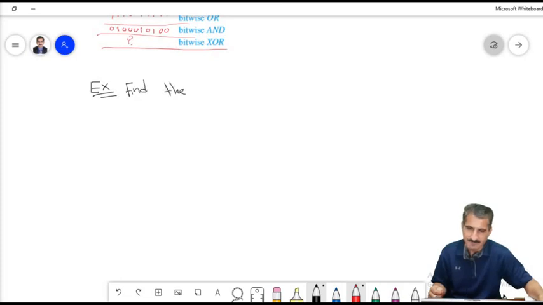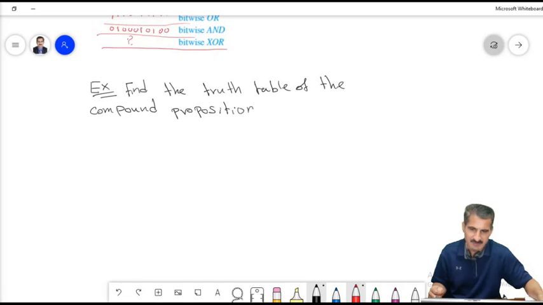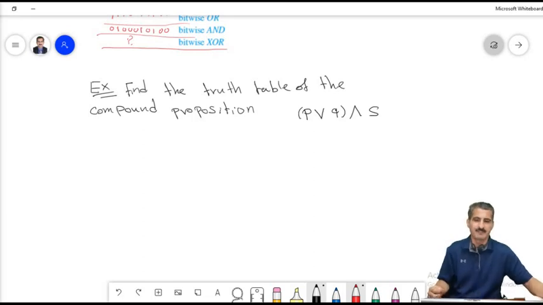Find the truth table of the compound proposition, which is P or Q and S. Let me just make it P or Q and S this way.